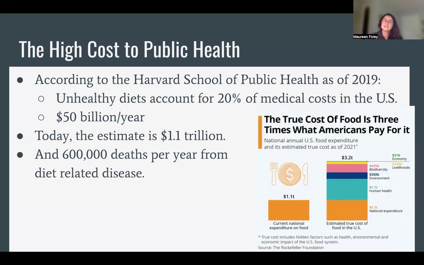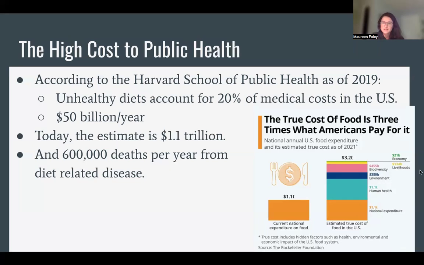In 2019, they estimated that these medical costs due to diet-related diseases cost us about $50 billion a year. Now they're looking at about $1.1 trillion a year. $1.1 trillion a year in healthcare from eating poorly. That's as much as we spend on food every year as a nation. And then plus we've got about 600,000 deaths every year from diet-related disease.